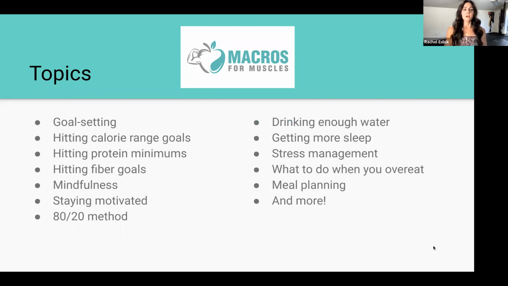In Macros for Muscles, we're going to be covering this and more, but just a sort of exhaustive list: goal setting, hitting your calorie range, how to hit your protein minimums, hitting fiber goals, just being mindful about your food choices, how to stay motivated when you want to stop, the 80-20 rule, getting enough water, getting enough sleep, how to manage your stress, and the way these lifestyle choices will play into how our body looks and feels and how we're storing fat or not, what to do when you overeat, how to get back on track, how to meal plan, and a whole lot more.